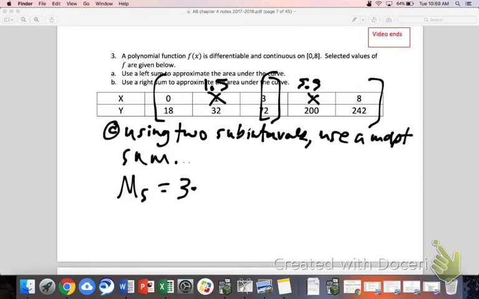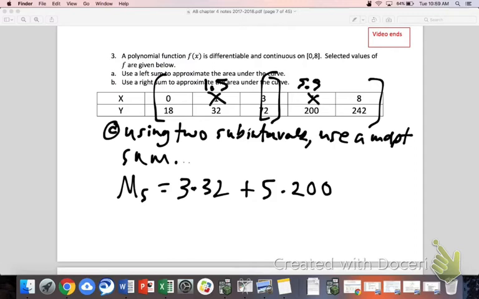So it'd be 3 times 32 plus, what is the base length on the other triangle? 5. From 3 to 8 is 5, I agree. And I've got, again, 3 choices, 72, 200, or 242 for my height. What should I use? 200, because doesn't that go with the midpoint? So you'd multiply those out and you'd get 1,096. So midpoint sum, only if I rewrote it like that, midpoint sum could be used here.